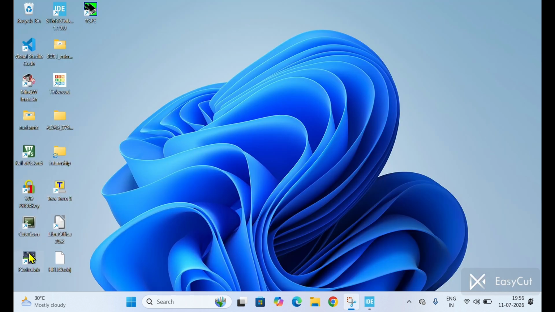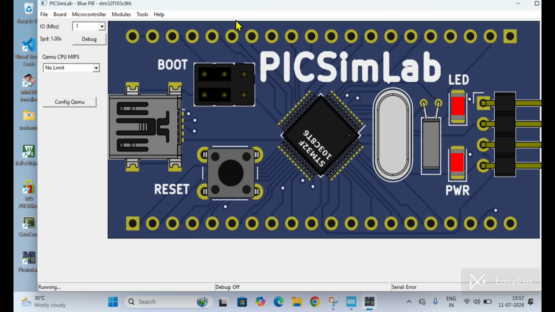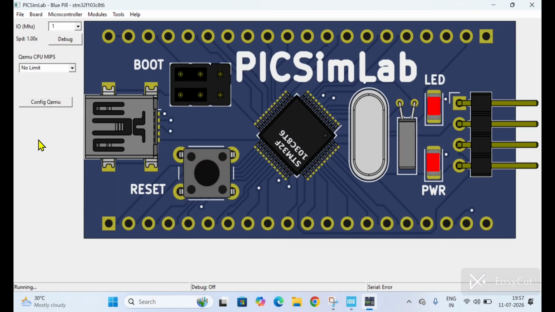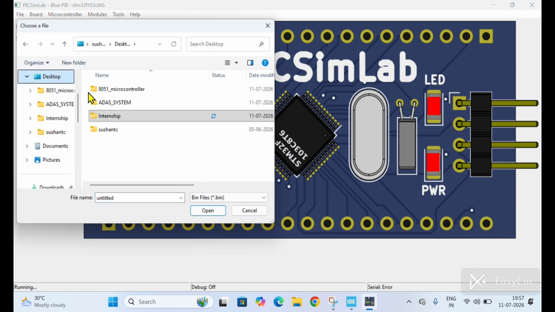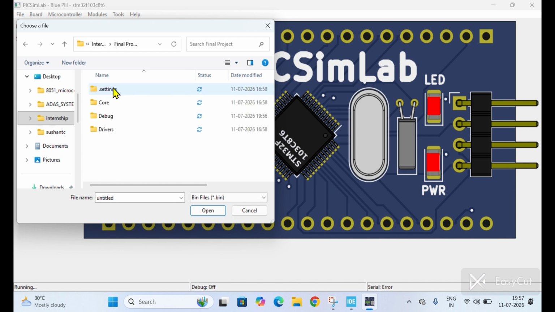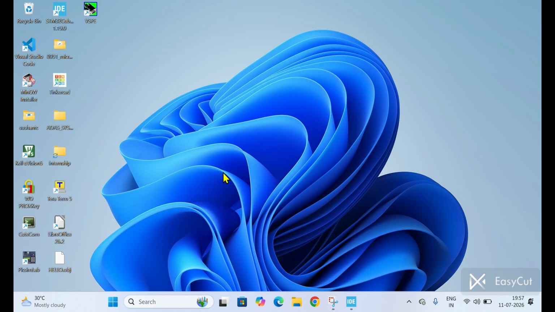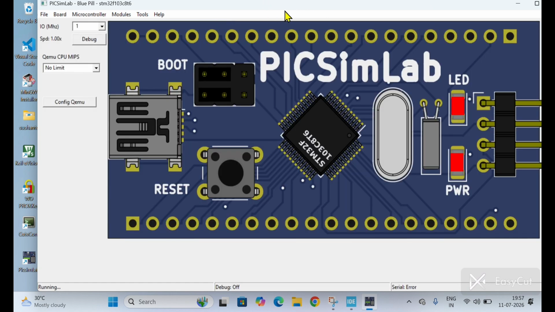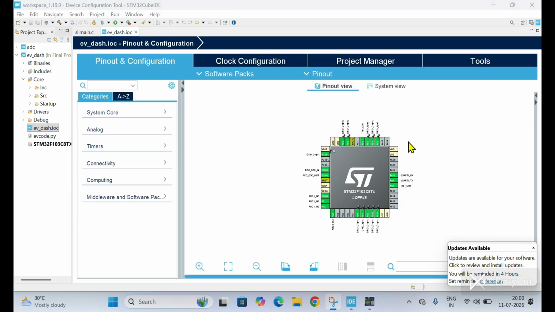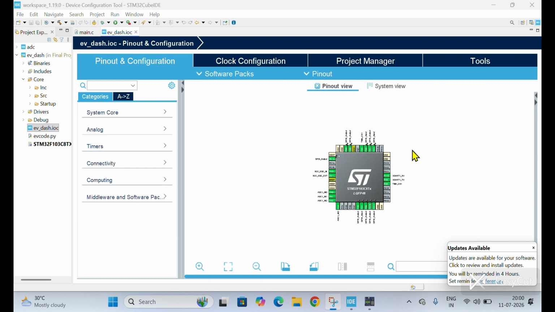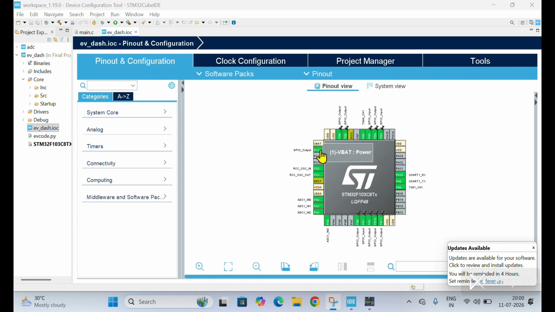Now we are opening PicSimLab. This is my PicSimLab. So we will load the file. We have loaded it. Also we can see my configuration, how I have connected and configured all my pins. You can see that from here.